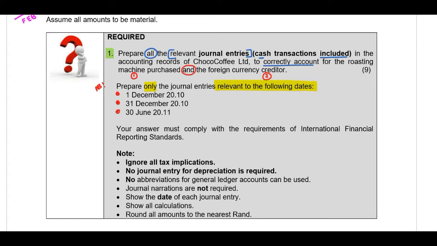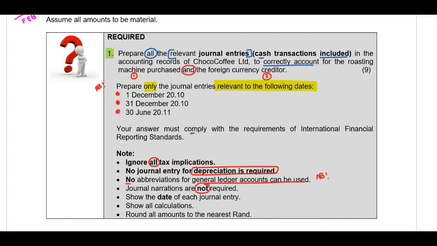Your answer must comply with the requirements of International Financial Reporting Standards. Note, ignore all tax implications. No journal entry for depreciation is required. Therefore, do not waste your time. No abbreviations for general ledger accounts can be used. This is very important. You need to indicate that you know your general ledger accounts. Journal narrations are not required.